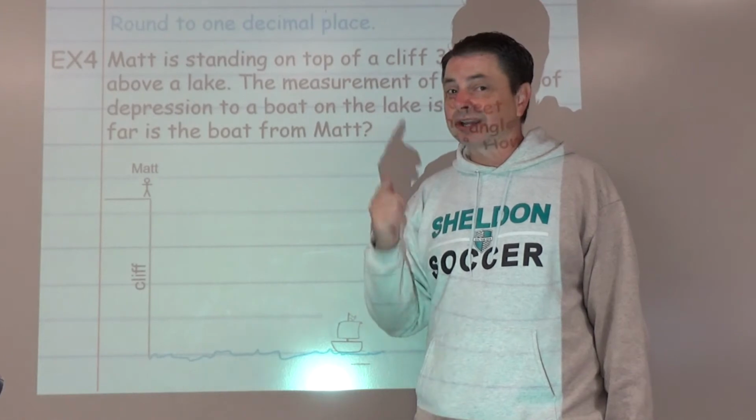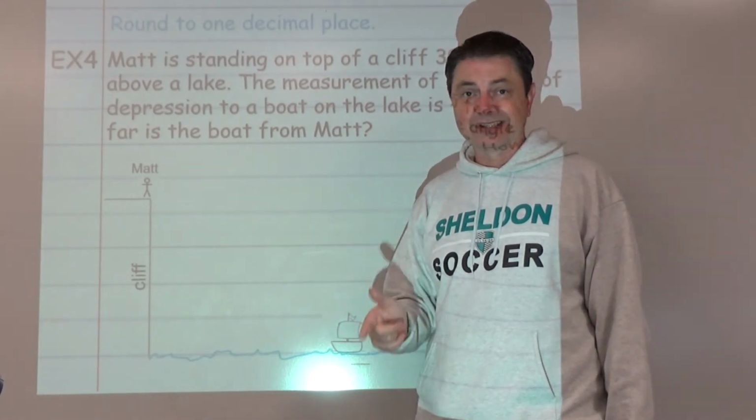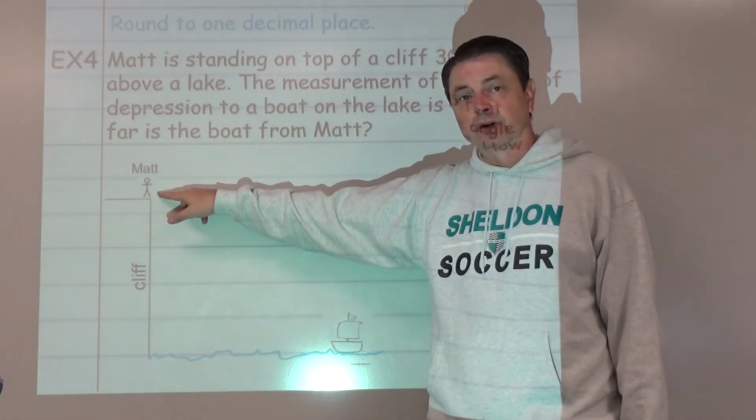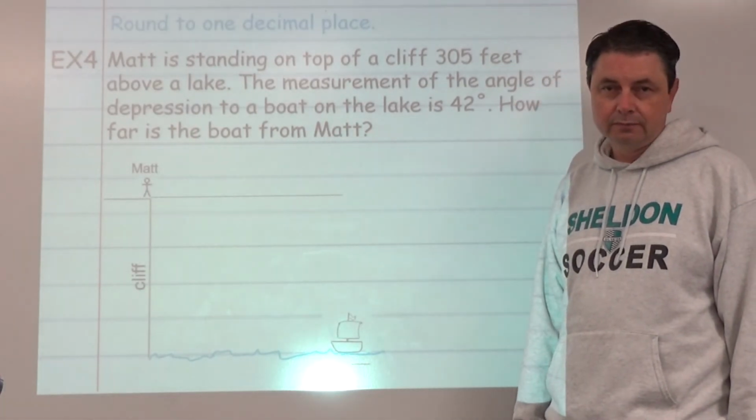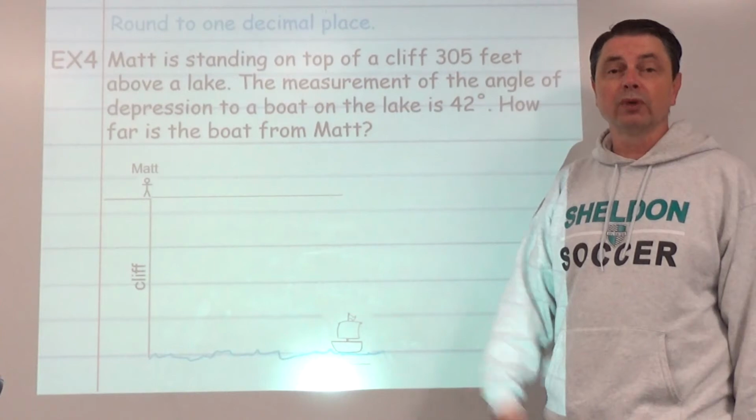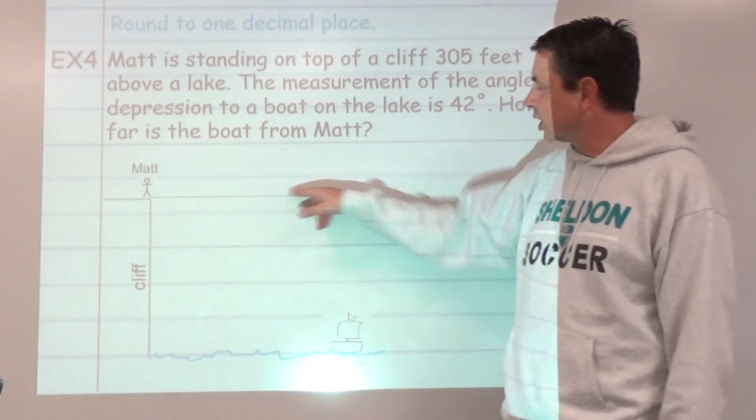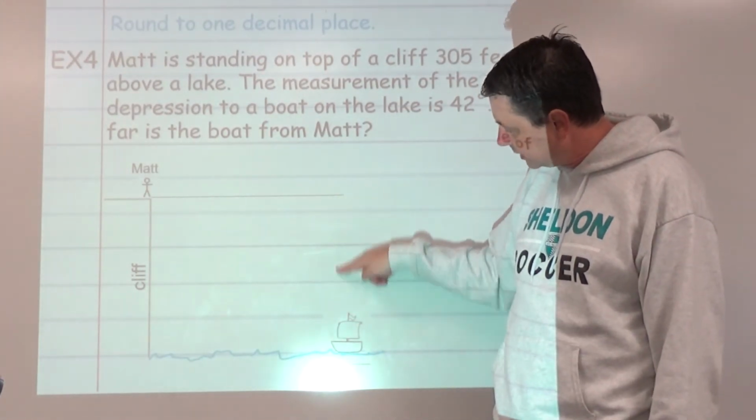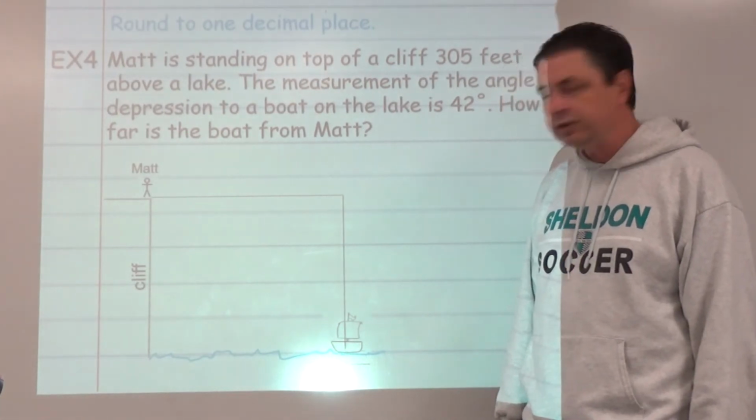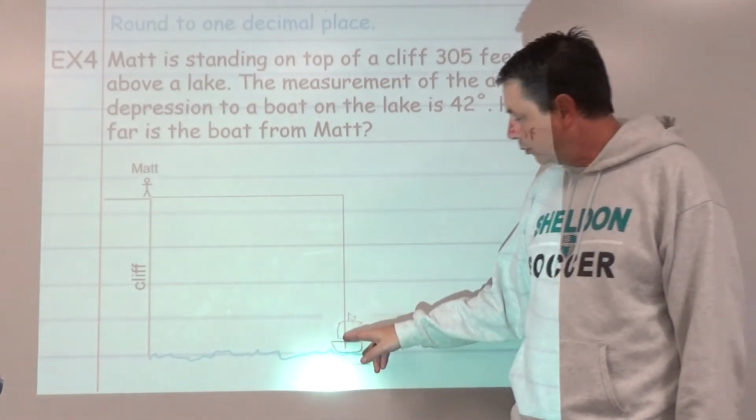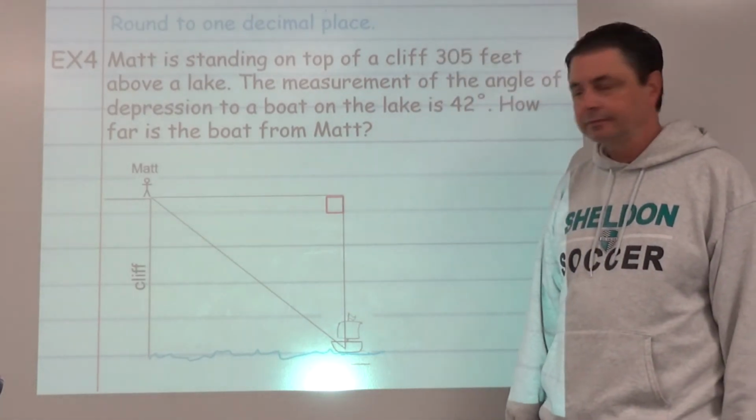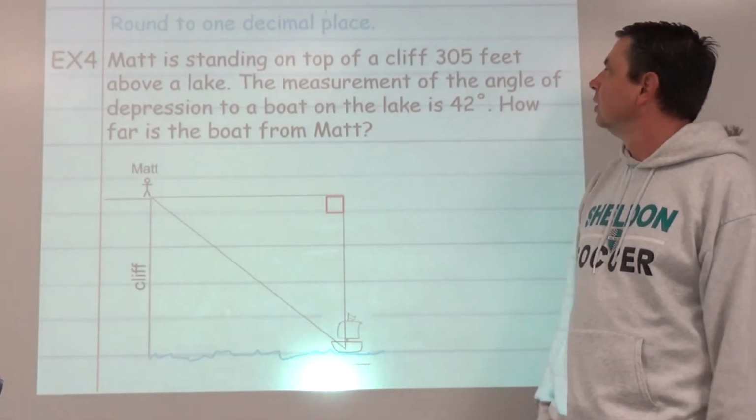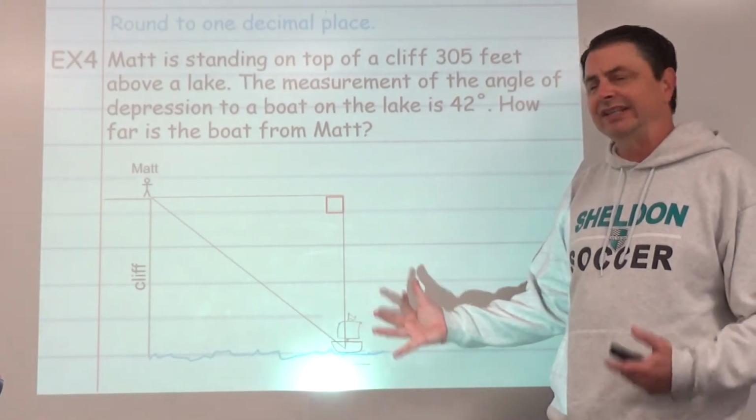Remember, angle of depression, angle of elevation must touch a horizontal. So we're going to draw that horizontal first. There's our horizontal. Trying to make a right triangle. So here's our horizontal, and let's connect it down to our boat, and back to Matt. There's a right triangle. Now let's see if we can label the thing. So see if you can pause here and label.